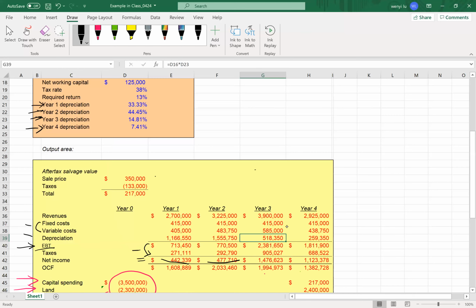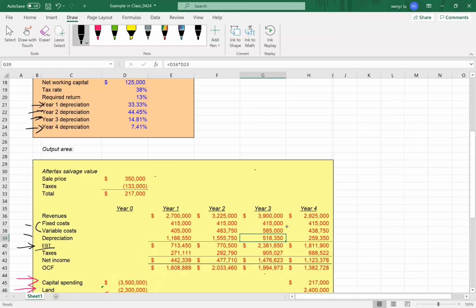And net income plus depreciation equals the operating cash flow. So our net income, this row, plus depreciation, you can solve for the operating cash flows. So you get the operating cash flows in the different columns for year 1, year 2, year 3, and year 4. All are solved in this row.